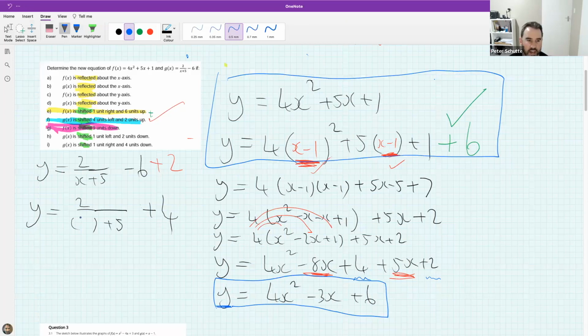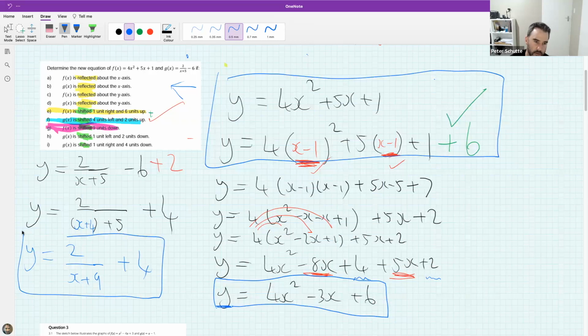Okay, so 4 units to the left, this should actually be x +4, because moving to the left, the opposite of that would be going in the positive direction. So then the final thing is going to be 2 over x +9 +4.